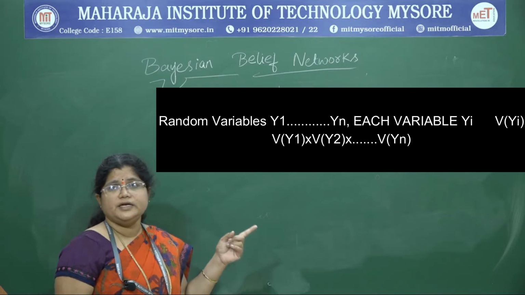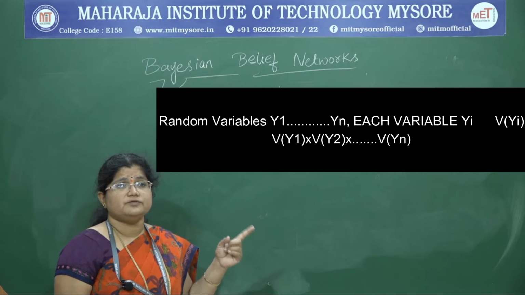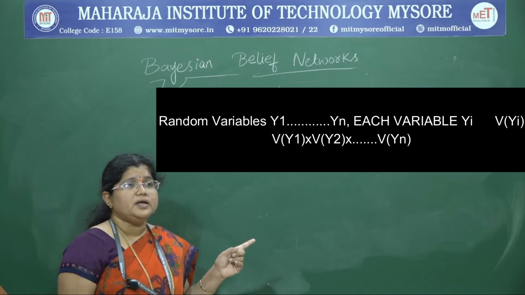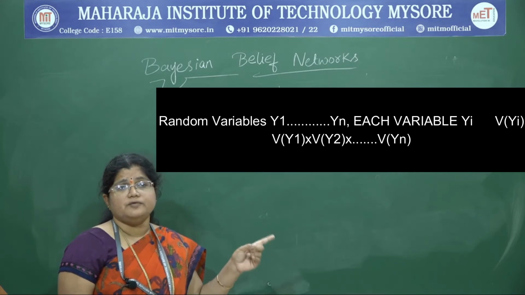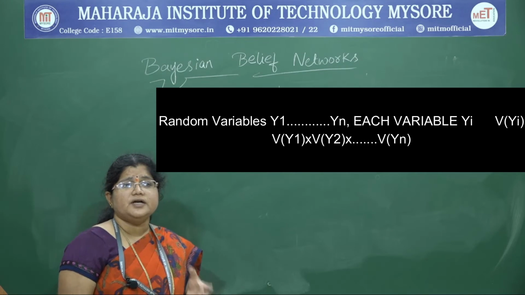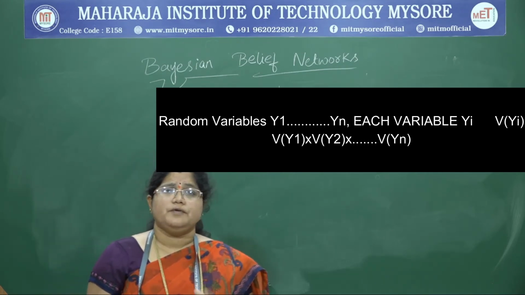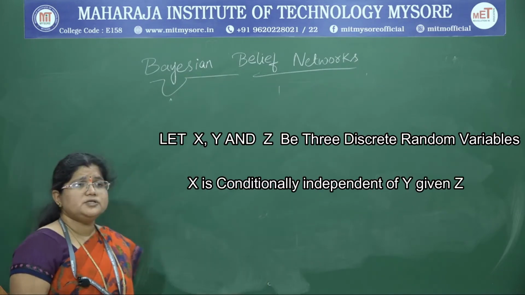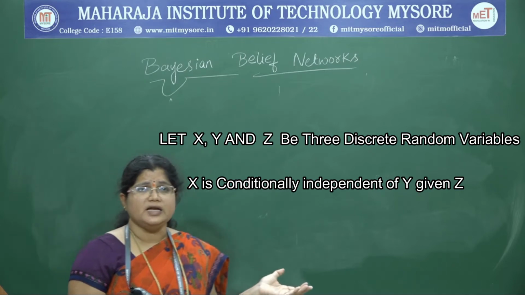The joint probability distribution specifies the probability for each of the possible variable bindings for the tuple y1 to yn. Next, a Bayesian belief network describes the joint probability distribution for the set of variables. Now let us look at how the conditional independence is going to be highlighted.